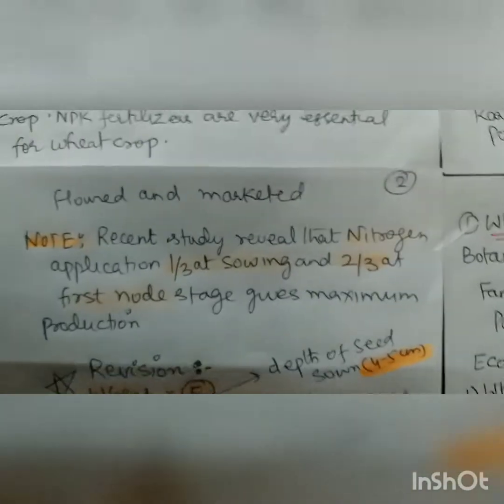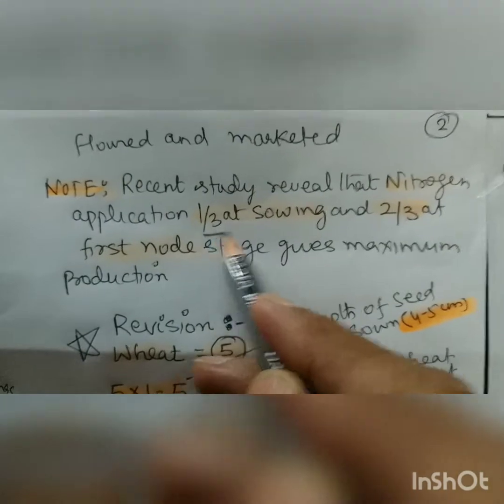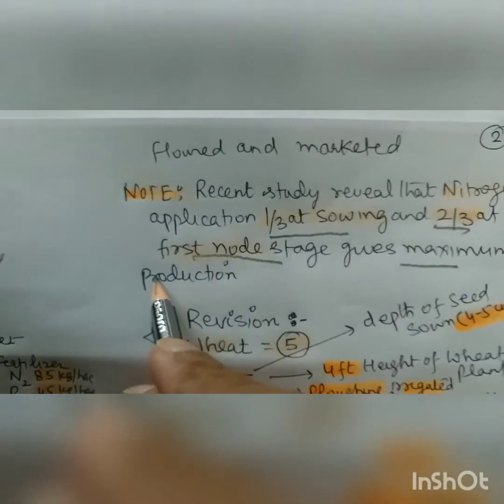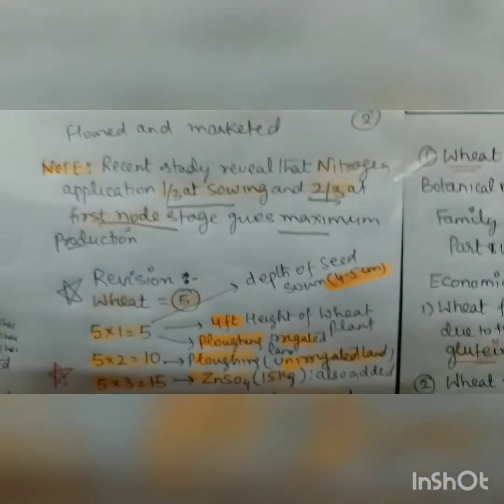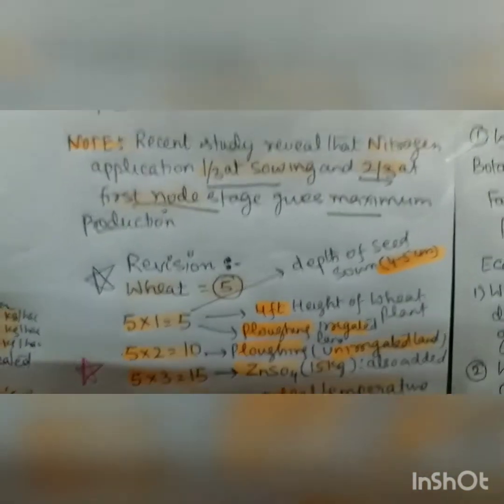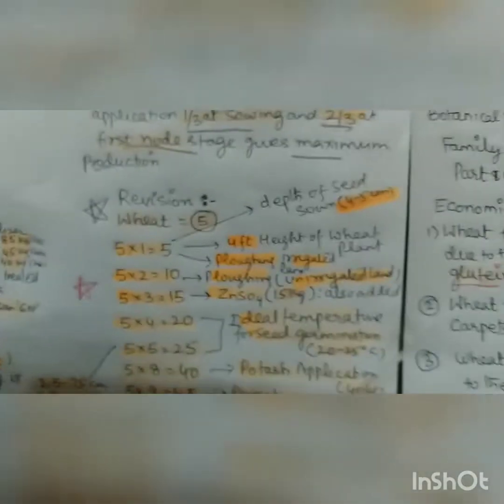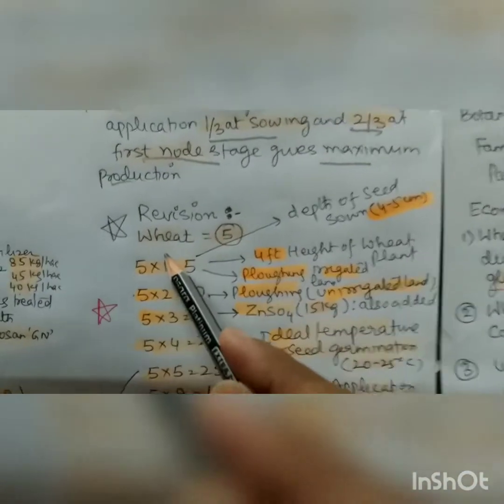Note, recent studies said that nitrogen application, 1/3 at the time of sowing and 2/3 at the time of first node stage, gives maximum yield. This is recent, I have read the paper, and they have excellent results. So now we are coming to the revision. See, a revision. Wheat, 5 words.